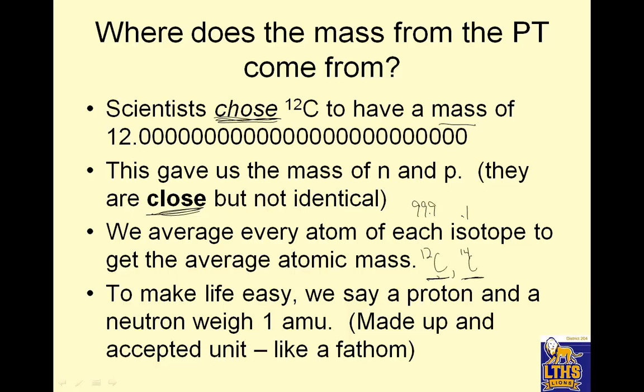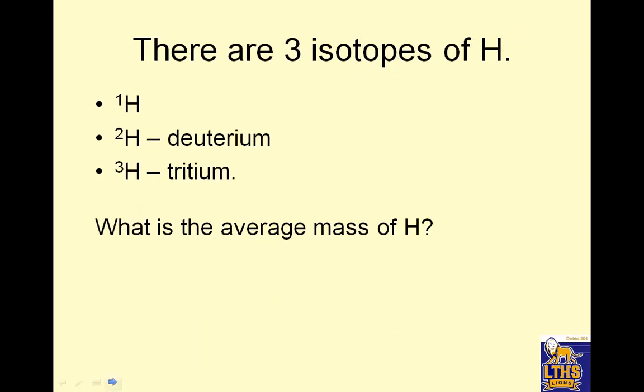To make life easy, we say a proton and a neutron weigh 1 atomic mass unit. So we made up a unit of 1 atomic mass unit, and we truncated some decimal points to say that's it. And we say an electron equals roughly 0 atomic mass units. It doesn't really weigh nothing. It just weighs almost nothing.